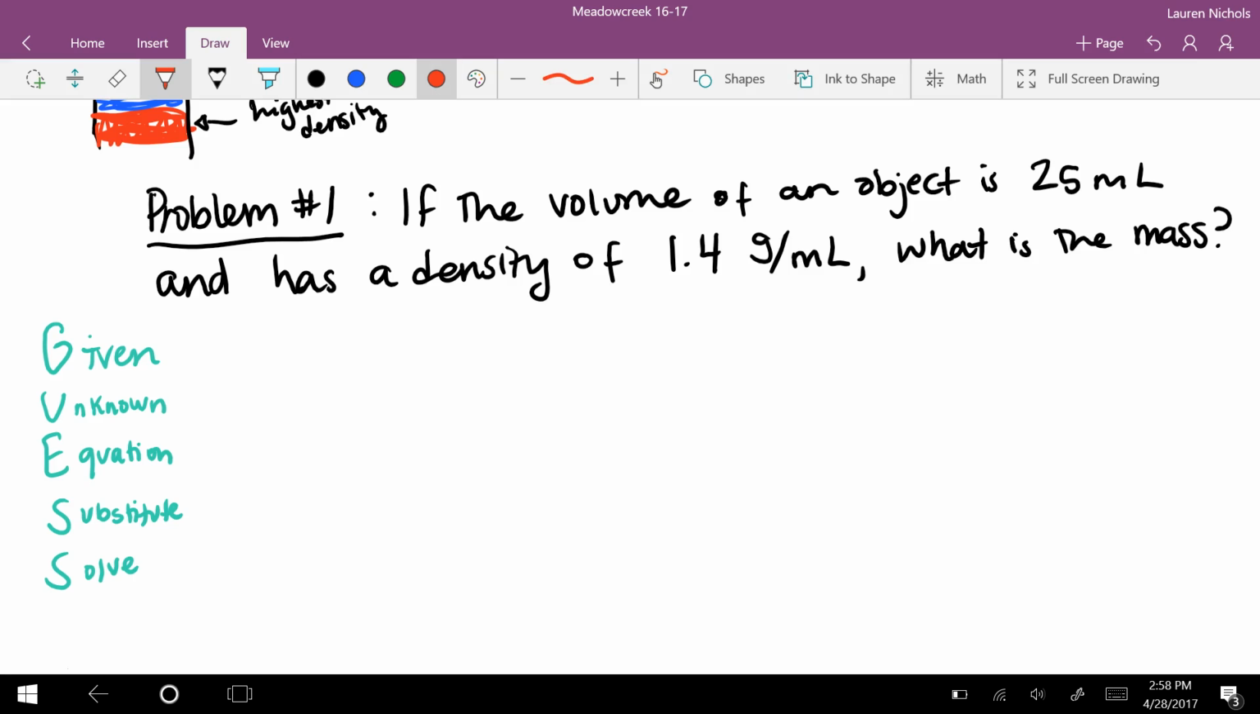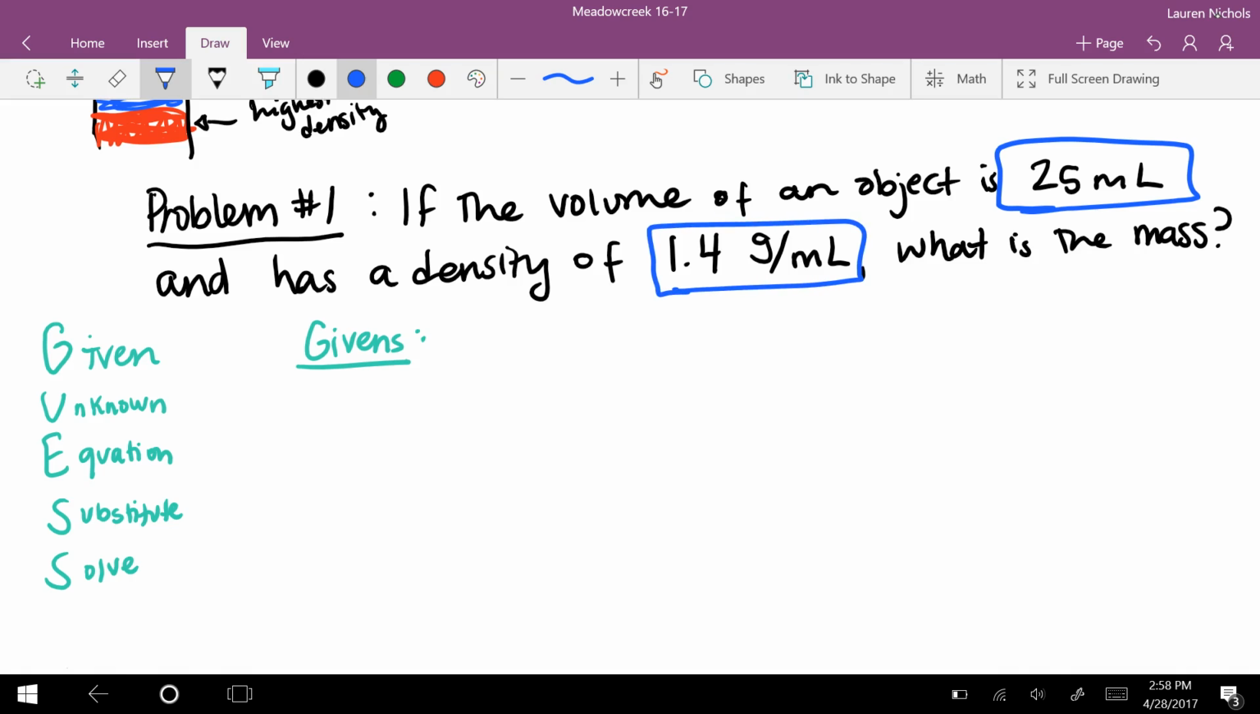Let's write down first what is given. These are my givens. In my problem, I'm given this number and unit, and this number and unit. I know that milliliters measures volume, and it says if the volume is, so my volume is 25 milliliters, and my density is 1.4 grams per milliliter.